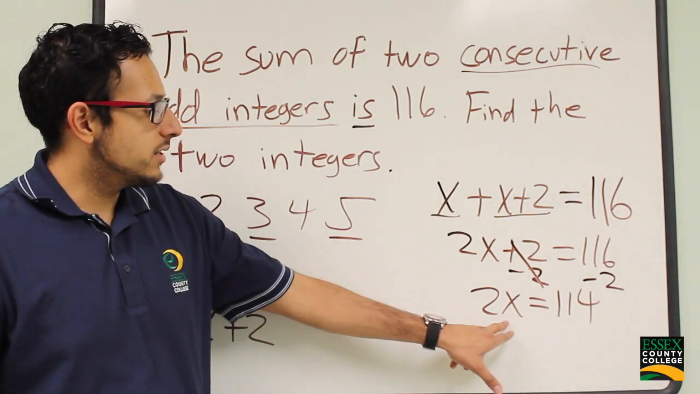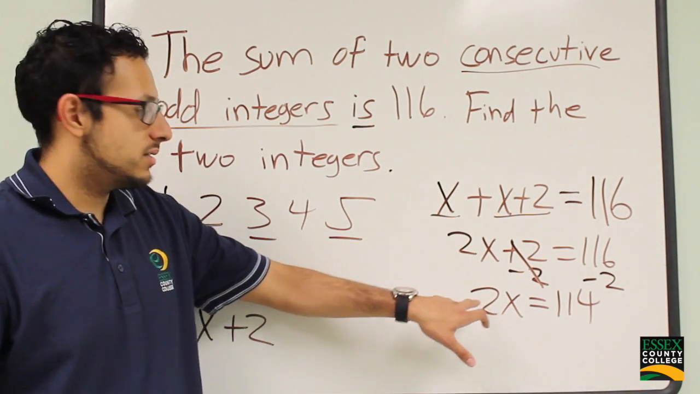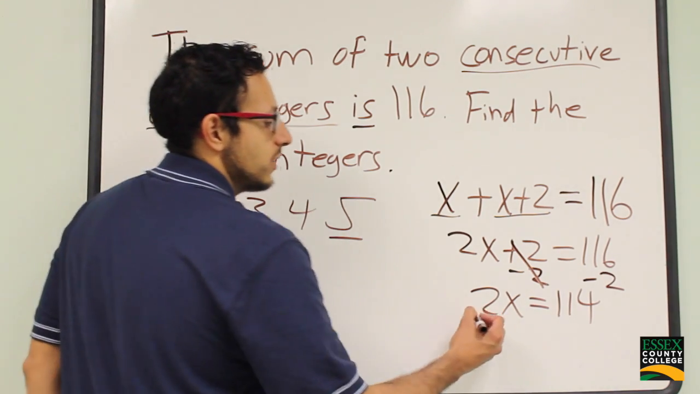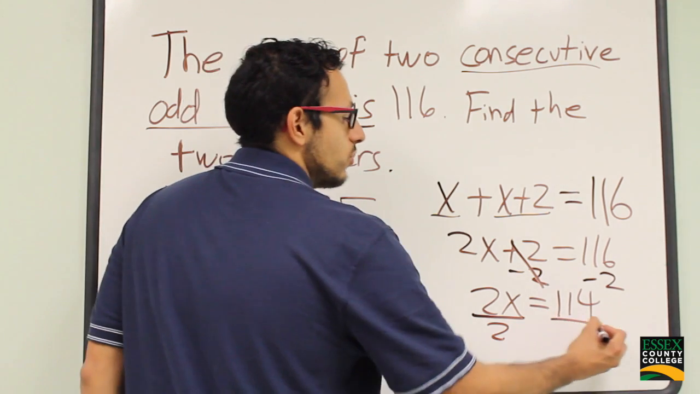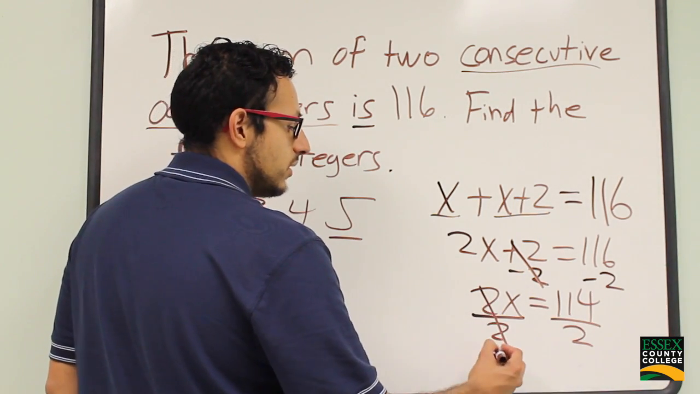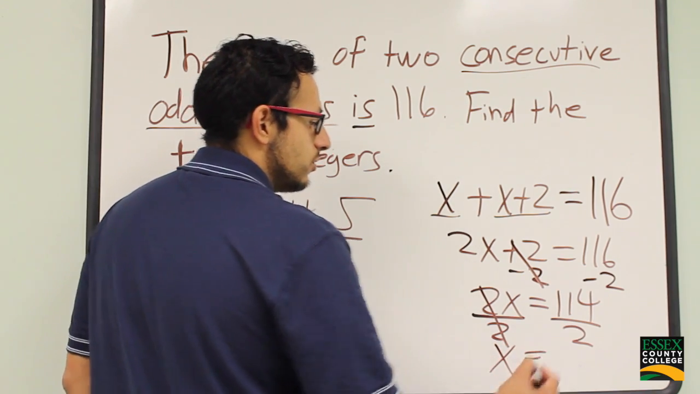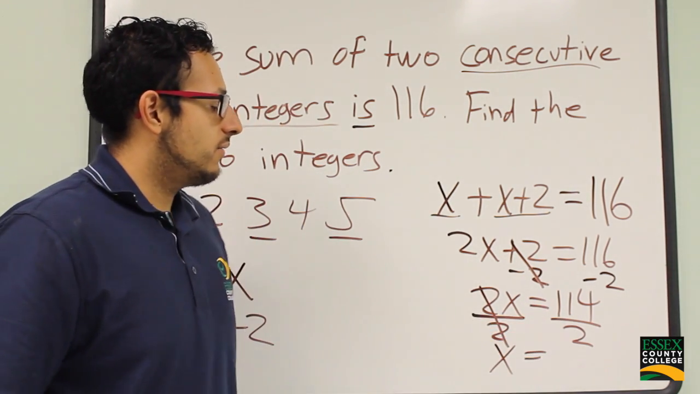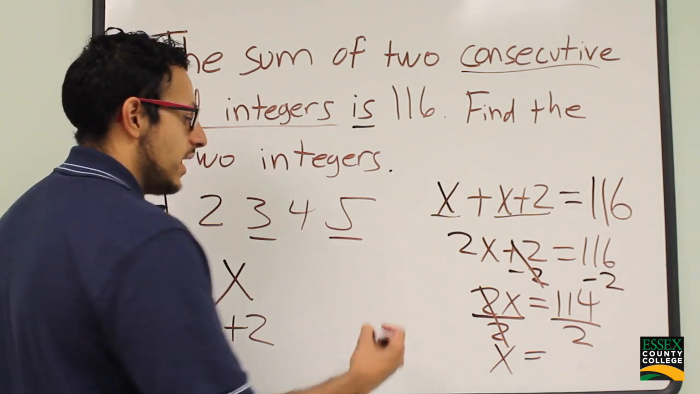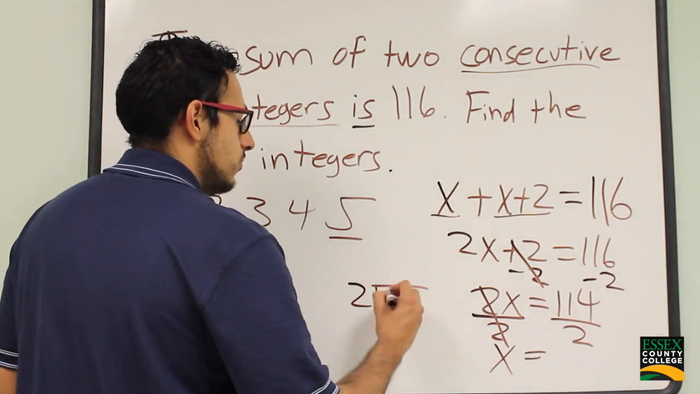Now to solve for x, we're going to divide by 2, because this is 2 times x, and the opposite of multiplication is division. So we're going to divide by 2 on both sides. So 2 divided by 2 is 1, so we're simply left with x is equal to 114 divided by 2. If we want, we could do it on the side. So we're going to divide 2 into 114.